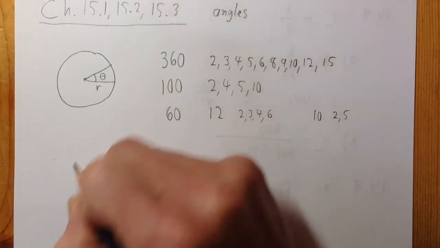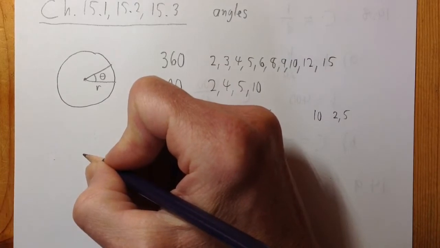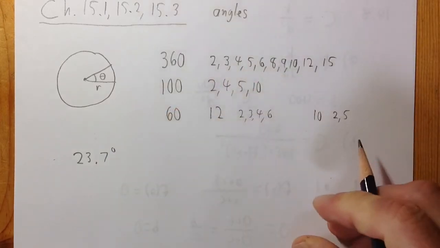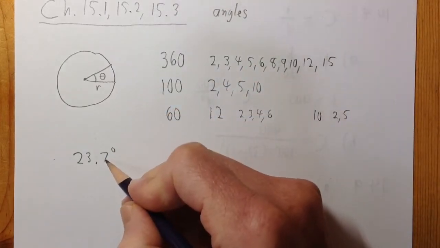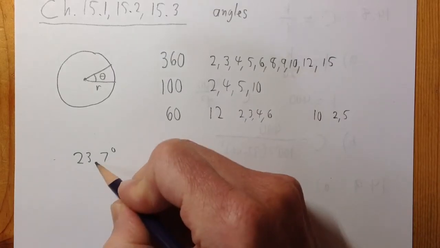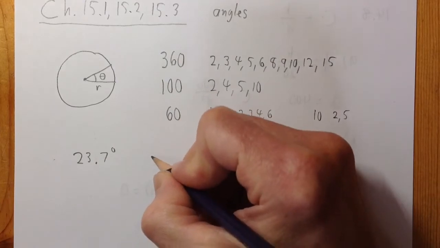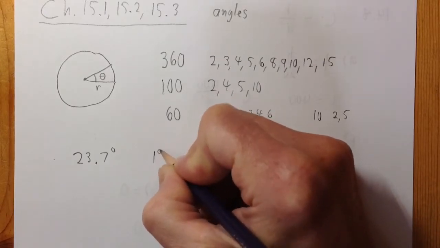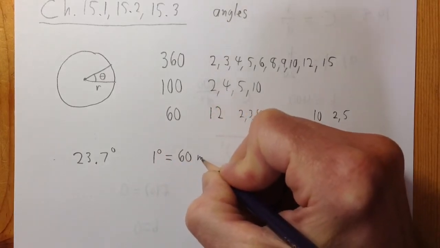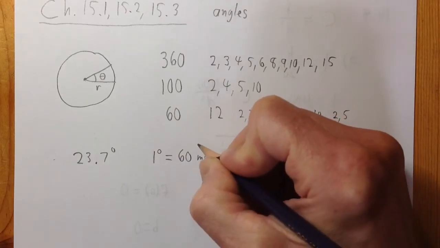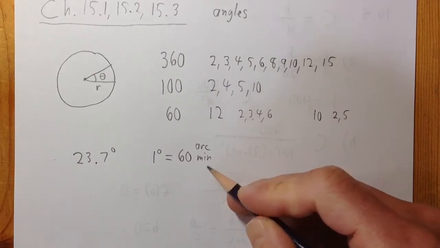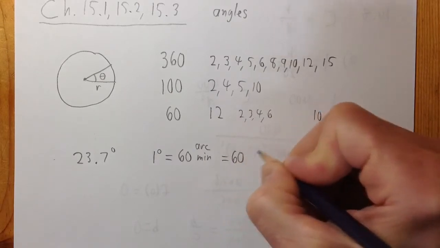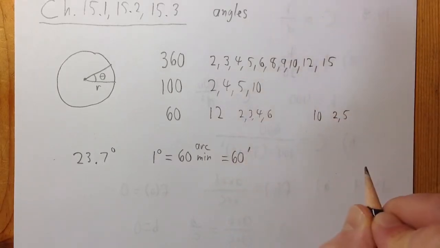Now, let's say you don't have a perfect number of degrees. Let's say you're doing a problem and you measured 23.7 degrees. Well, 0.7 is a decimal, that's base 10. But they didn't like base 10. So they broke up 1 degree into 60ths, and they called those minutes. So 1 degree is the same as 60 minutes of arc, or arc minutes, because they're not minutes of time, they're minutes of measuring an arc or an angle. The easier way to write that is they just put a little dash there. That means 60 arc minutes.